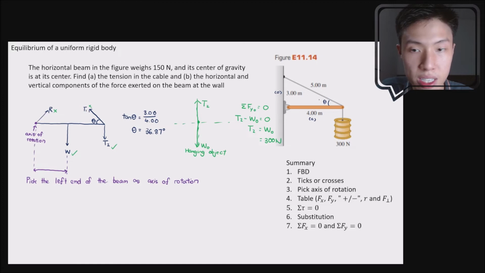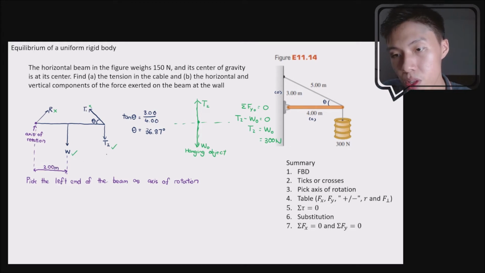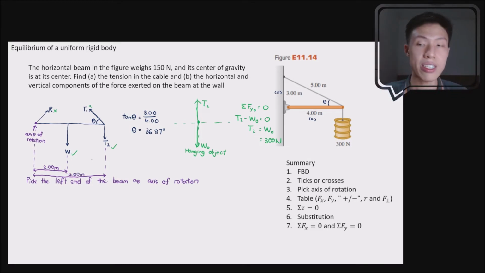So for here, we know that this is half of the beam. So half of the beam will be 2 meters. So we can put 2 meters over here. Then we know that from here to here, this is the whole length of the beam, so you should expect it to be 4 meters. And with that being labeled, only then can you call this a complete free body diagram, because it should show all the forces being exerted on the object, and it should show the distance of each of the forces from the axis of rotation. And with that said, this free body diagram is now complete.